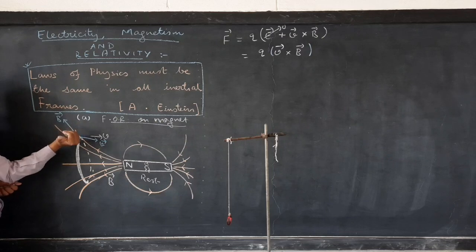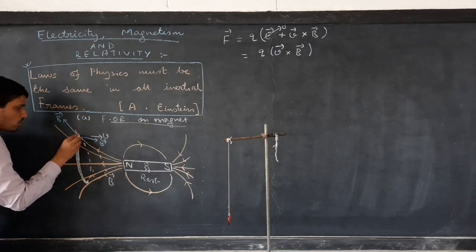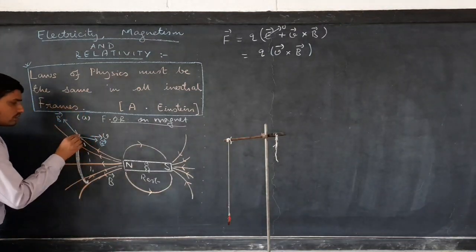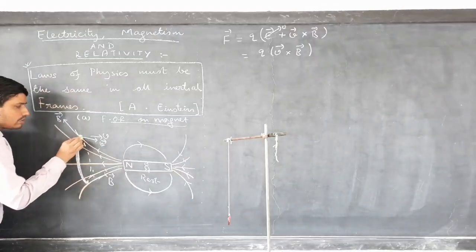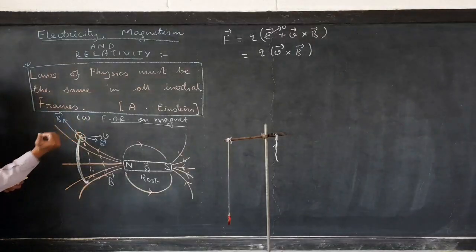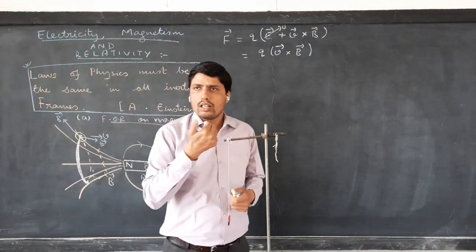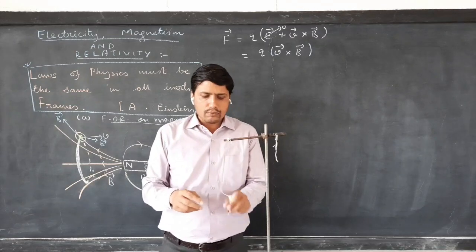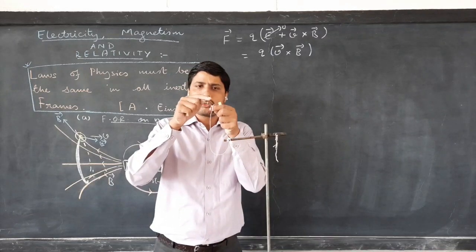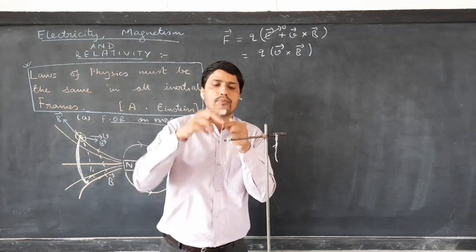V cross B points along this thumb. That means it will point outside the board, coming out of the board. So I'll mark it with a dot. V cross B. So that electron will experience a force in this direction. So if we have this coil, at the top of this coil, the free electrons will experience a force in that direction towards you.